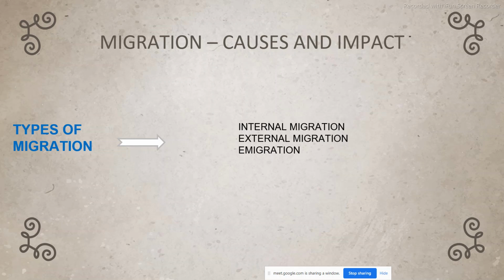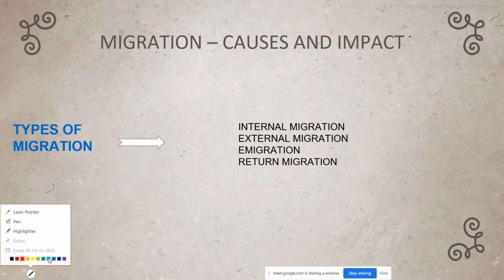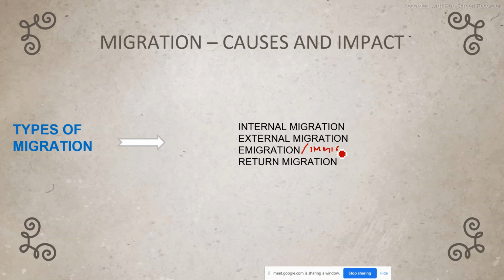Now we also have another type of migration, which is called emigration and then immigration. There is a very small difference. For example, if I make this, one second, let me take my pen. I have not written immigration here, I think by mistake. Now, what is the difference between emigration and immigration?